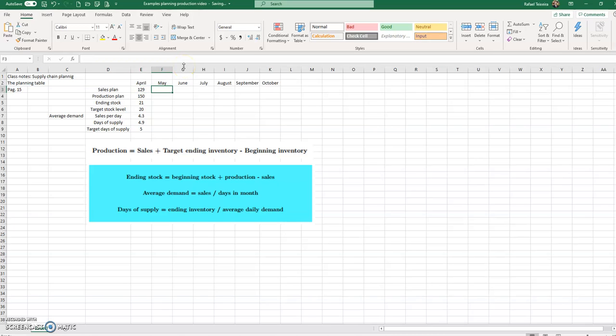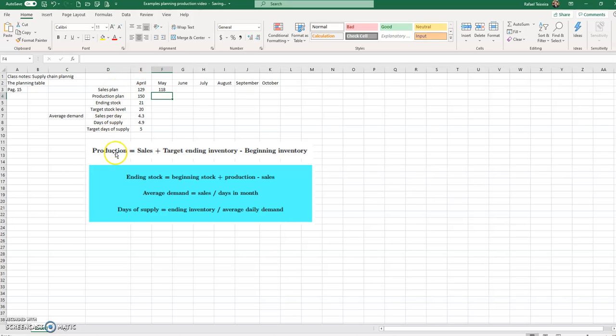Let's see how you compute May. Now we have a previous month to use as information for today's month. So how much are our sales? Our sales are 118 units. This comes from the forecast or simply the sales that we have in terms of orders.